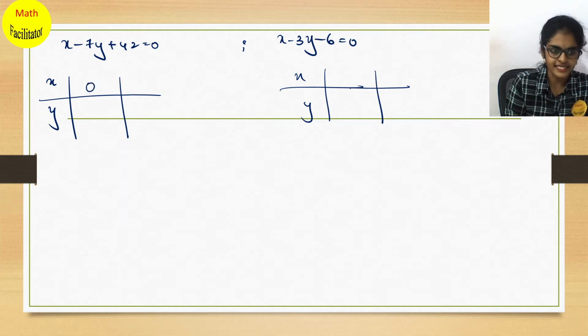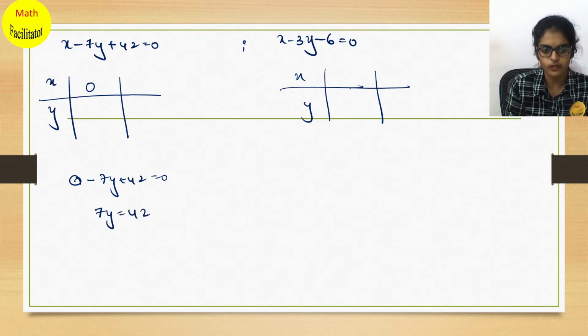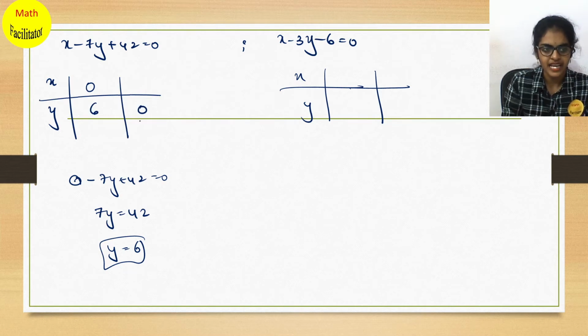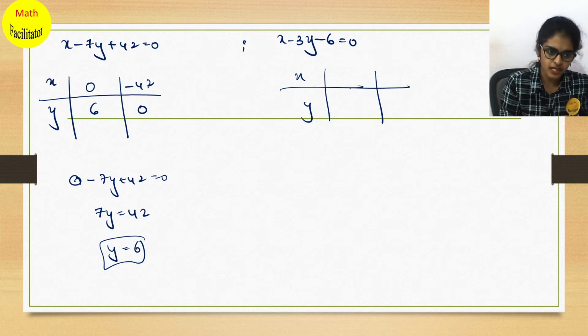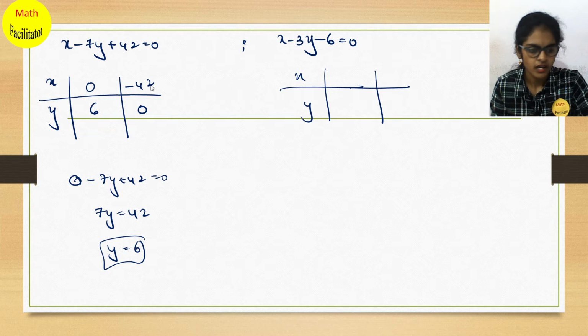So I am taking x equal to 0. What is the y value if you take x as 0? It is 0 minus 7y plus 42 equal to 0, or 7y equal to 42. So the y value I will get is 6, 7 sixes are 42. If I take y as 0, what is the x value? x will be minus 42. Direct substitution. If you think minus 42 is a bigger value, you can go for a smaller value. You can take any other value of x.